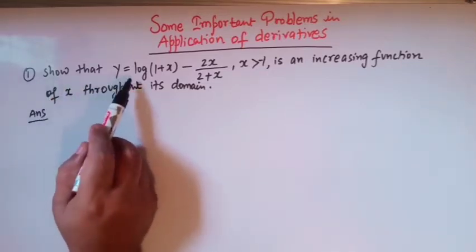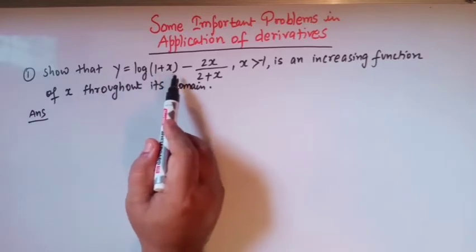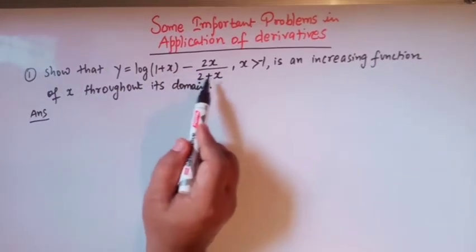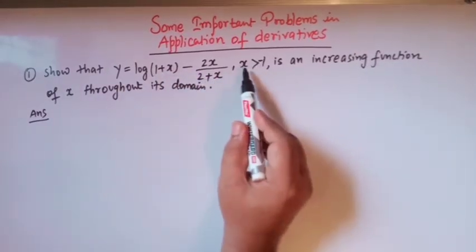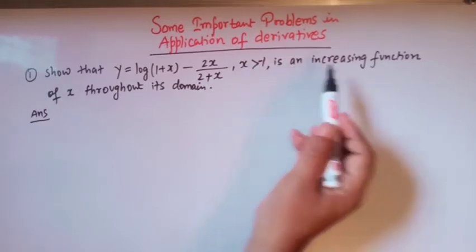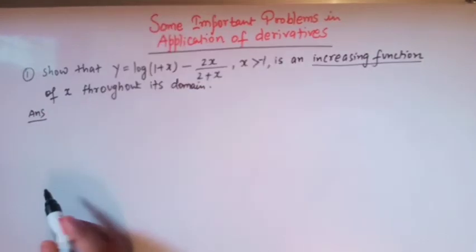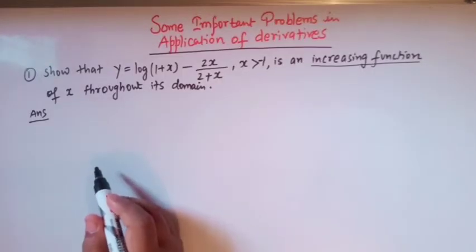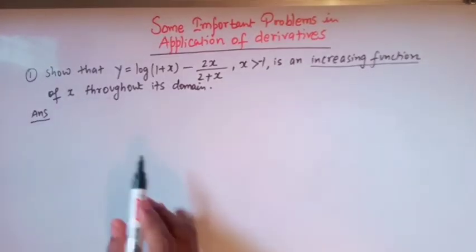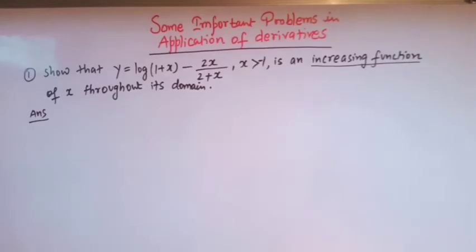Show that y is equal to log(1 + x) minus 2x divided by (2 + x), for x greater than minus 1, is an increasing function throughout its domain. So viewers, here we have to show that this function y is an increasing function.